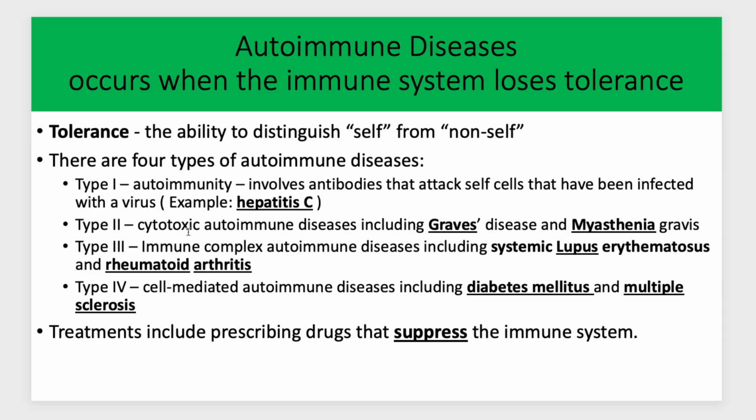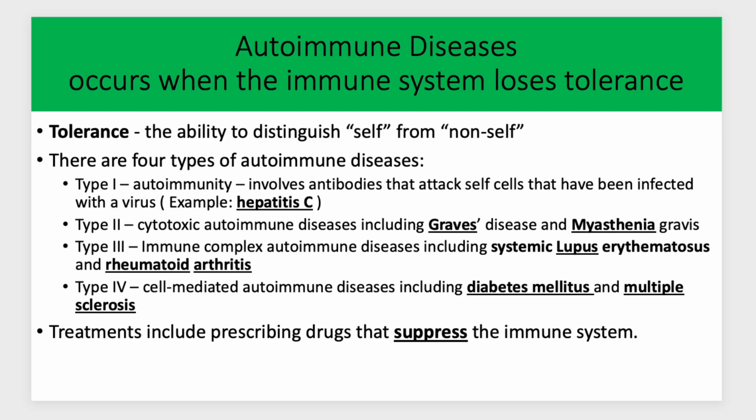Type 2, cytotoxic autoimmune diseases. This would be Graves' disease and myasthenia gravis. Remember, Graves' disease leads to an overactive thyroid, hyperthyroidism, and we'll look at that in a minute. And myasthenia gravis, abbreviated MG, is a neuromuscular disorder, and we'll look at that here in a second. But again, this is the immune system attacking different parts of our body. In that scenario, it's the neuromuscular junction, so that communication gets damaged. We'll look at some symptoms of that here in just a minute.